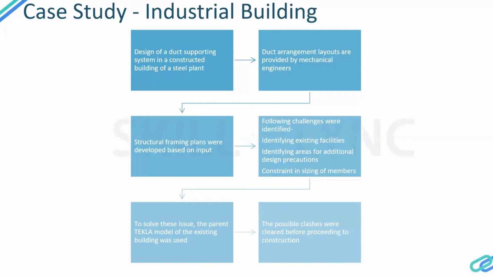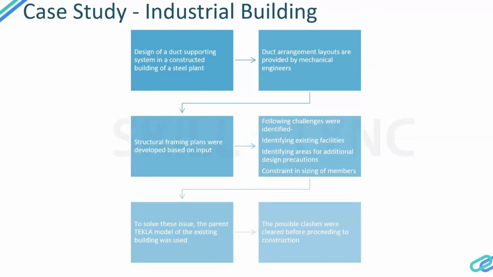See, the challenge in this kind of project is, because it's a constructed building, there will always be some existing elements like bracings, like equipment. So when we were doing the structural arrangement, we already had some elements that were clashing with our proposed structural supporting structures. So what we did is, we had to identify these locations, identify the points where it was clashing.